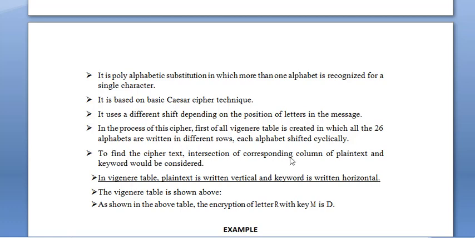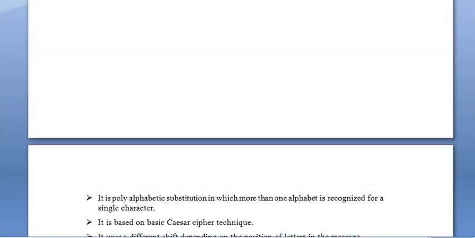To find out the ciphertext, the intersection of the corresponding column of the plain text and the keyword should be considered. In the Vigenere table, when we make the 26 by 26 matrix, plain text is written vertically and keyword is written horizontally. Then we will see how the 26 by 26 matrix table is made.